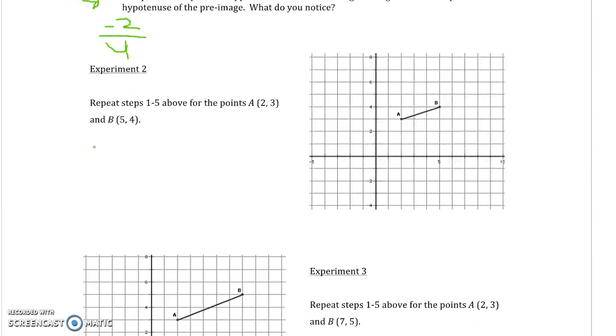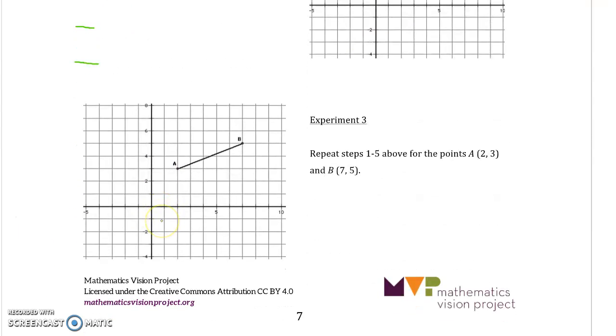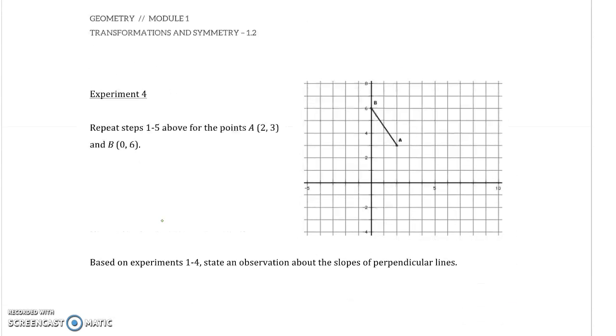Okay, in your teams, you're going to complete the next 3 experiments. Okay, what you need to do is draw the original right triangle. You need to rotate it 90 degrees and then tell me what the old slope was, the new slope, and what you noticed. So underneath experiment 2, I should see 3 things. I should see the slope of AB. I should see the slope of the rotated triangle, and I should see your noticings about that. You're going to complete that for experiment 2, for experiment 3, and experiment 4.